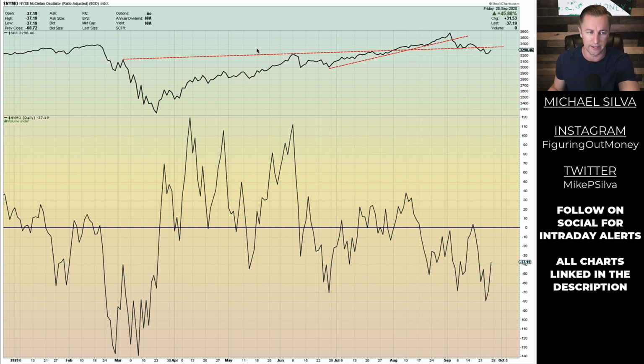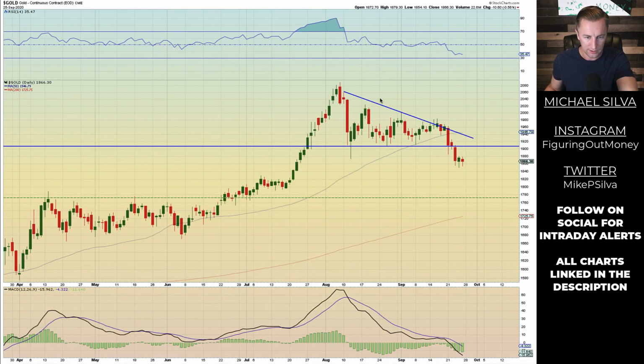Depends what the news is. I'm over here looking at gold now. This is a descending triangle. We broke down from it. This area of support was the original breakout area, right around 1770. So we very well might go retest those levels.